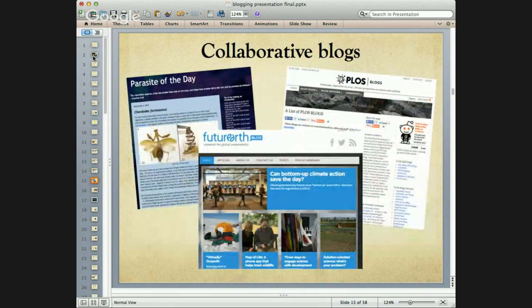Another type of blog that you could choose to take part in is something called collaborative blogs. Basically, you could get together with another researcher and blog about your field together. Here's a picture of a blog called Parasite of the Day, which is two scientists who work on insects who came together and started their own blog, and they share the content generation. They invite guest bloggers on as well.